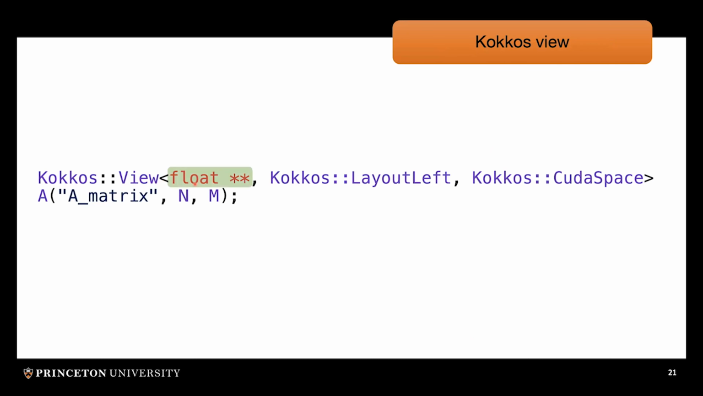At compile time, I tell it that it is a layout left matrix and it exists on CUDA space, that is, it runs on a GPU, specifically NVIDIA GPUs. Finally, I name my matrix A and give it a tag. The tag is important for debugging purposes. And then at runtime, I define what the dimensions are. So by having a templated class, you have defined the layout at compile time.